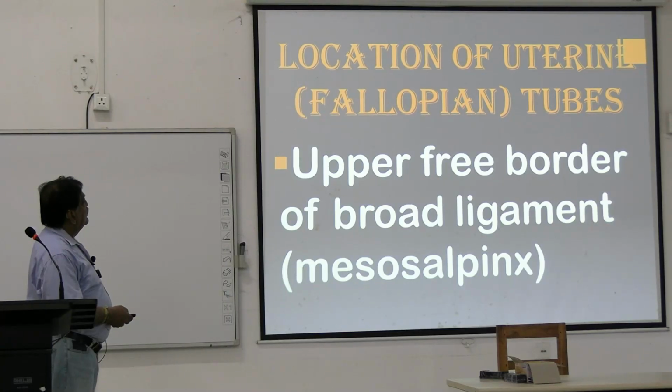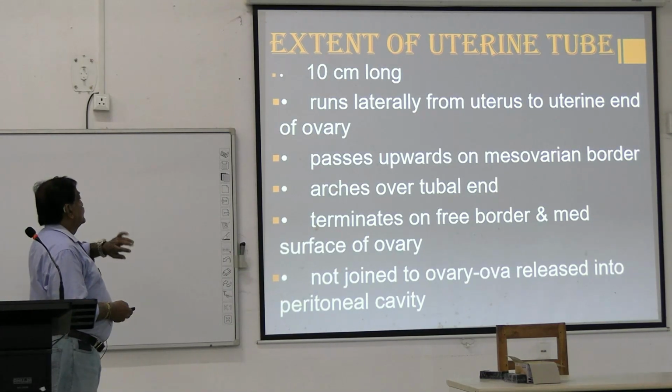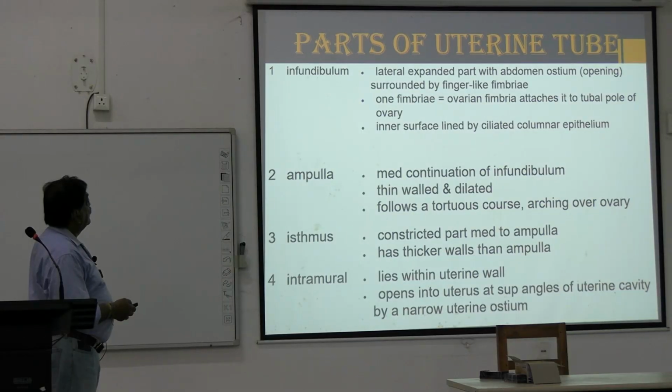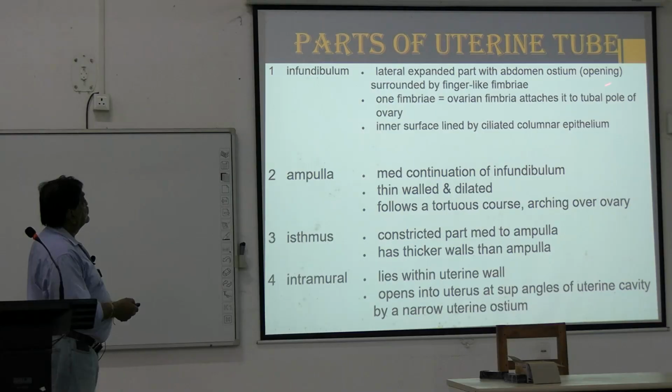Location of the uterine fallopian tube: upper free border of broad ligament, mesosalpinx. Extent of the uterine tube: 10 centimeters long, runs laterally from uterus. Infundibulum, lateral expanded end, the abdominal ostium is the opening, surrounded by finger-like fimbriae. One fimbria, the ovarian fimbria, is attached to the tubal pole of the ovary. Inner surface lined by ciliated columnar epithelium.